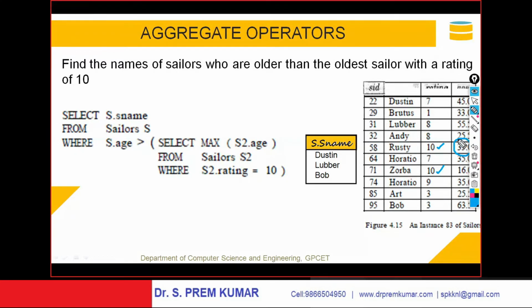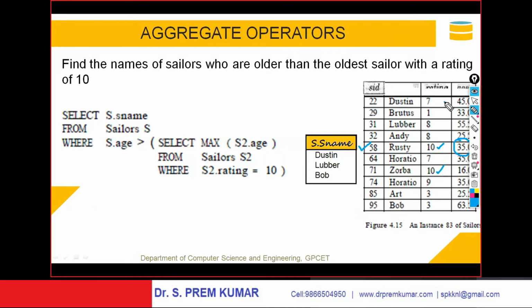What is the question? The oldest sailor with rating 10. Rating 10 is there with two sailors, Jorba and Rusty. I want the oldest of these two: one is 16 years, the other is 35 years, so I will pick up Rusty. Now the question is the names of sailors who are older than Rusty, whose age is greater than 35. That is Dustin.